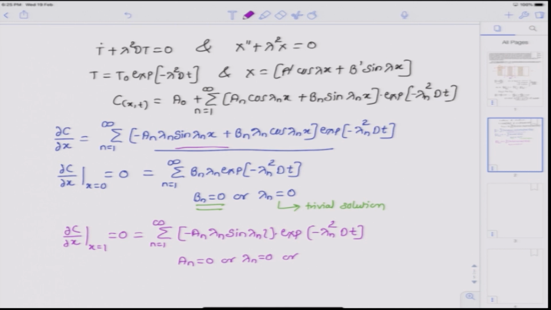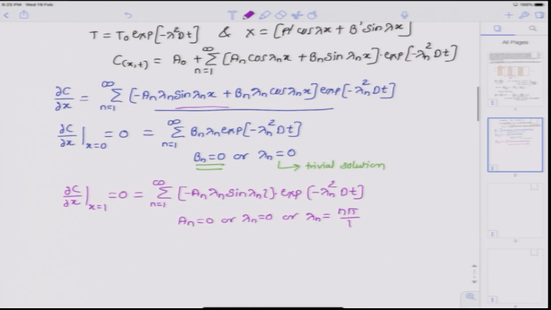Now, sin lambda n L is 0 when lambda n L is an integer multiple of pi, that is when lambda n equal to n pi by L, where n is an integer. Obviously, a n and lambda n cannot be 0, otherwise we will get a trivial solution. So, this will yield a trivial solution.